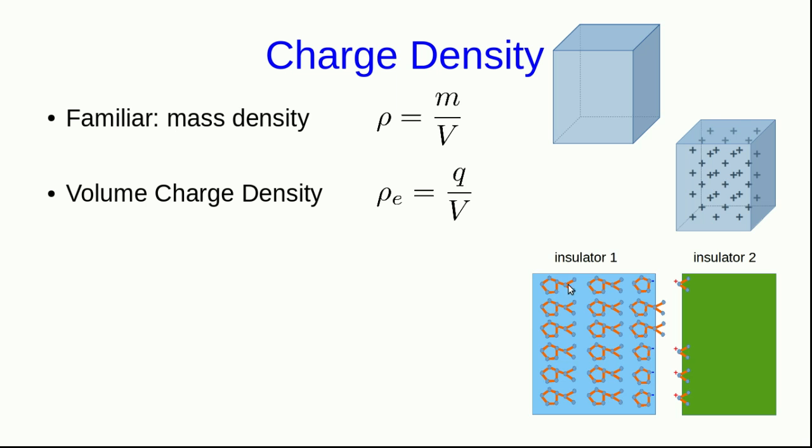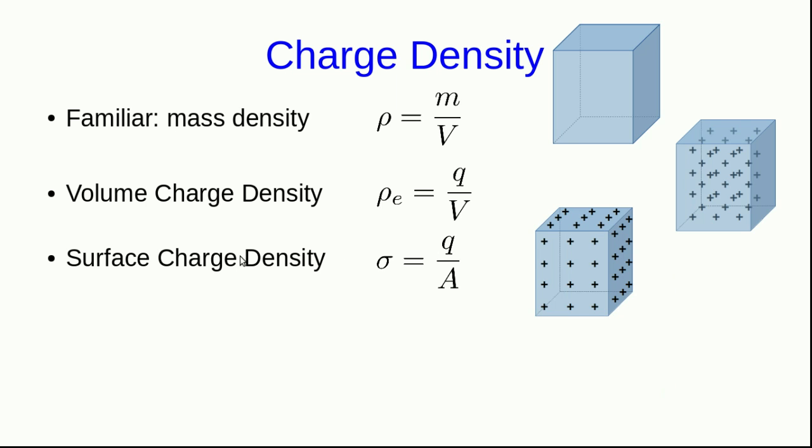However, you know that when we rub objects together to charge them, the charge ends up on the surface, not distributed throughout the volume, and certainly in an insulator it will never then flow inside the object and become distributed through the volume. We'll also see that in conductors the charge almost always sits on the surface. And so volume charge density is actually not so useful very often.